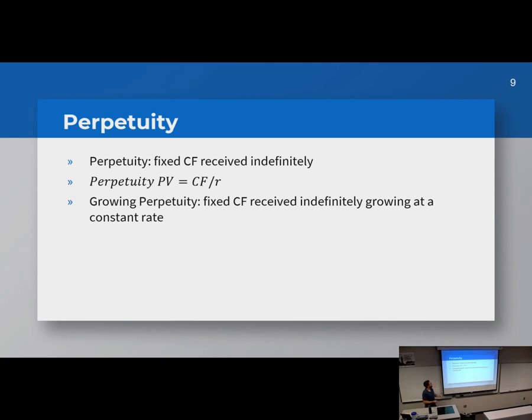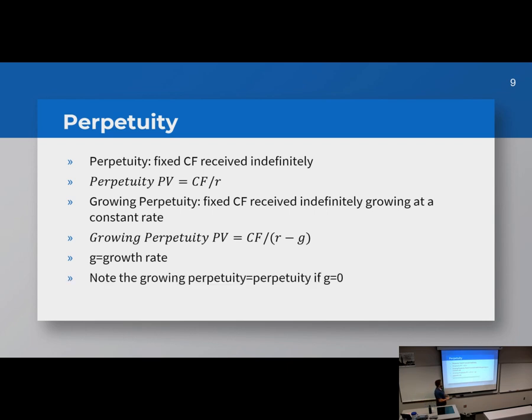Then we have a growing perpetuity. This gets slightly more complicated, but it's just one more thing that we're adding to the perpetuity formula, and that's netting out the growth rate from the discount rate. All right, so G is going to be our growth rate. So if we have a growing perpetuity, something like an inflation-indexed perpetuity that's growing with the inflation rate over time, then we'll get the value of that cash flow stream by subtracting that growth rate from the discount rate in the denominator here. You can also note, if G is equal to 0, then the growing perpetuity formula just condenses down into the standard perpetuity.